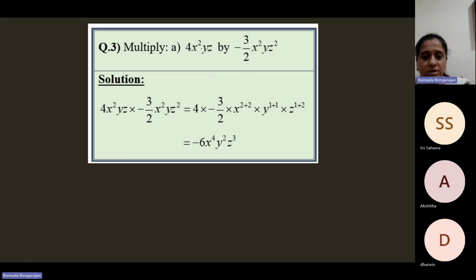Got it? Multiply the numbers. So 4 into minus 3 by 2. X square into x square is, using the law of exponents, 2 plus 2. Y into y. And z into z square. Okay, so 2 ones are 2, 2 twos are 4. So now 2 into minus 3 is minus 6. Then x to the power 4 y square z cubed.